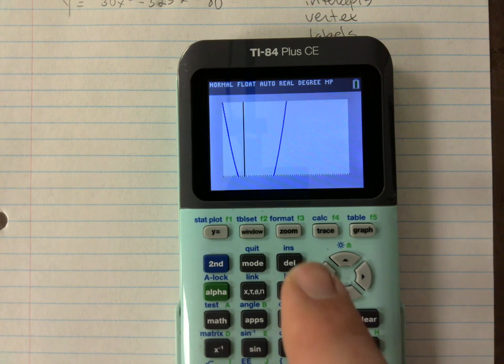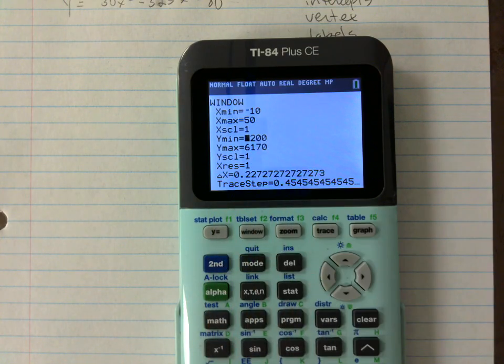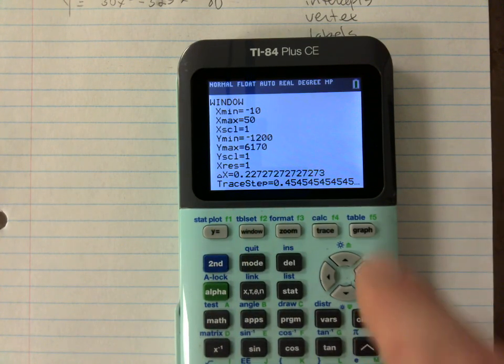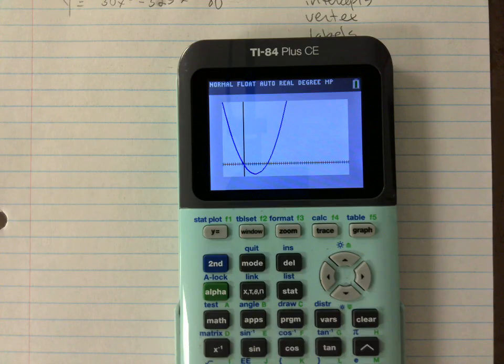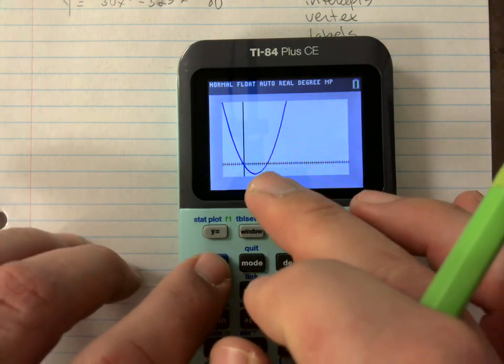What? I must have. Oh, 1200. I meant negative 1200, sorry. There we go. That's a pretty good graph. So I'm going to find the important points, right? Let's do the vertex first.